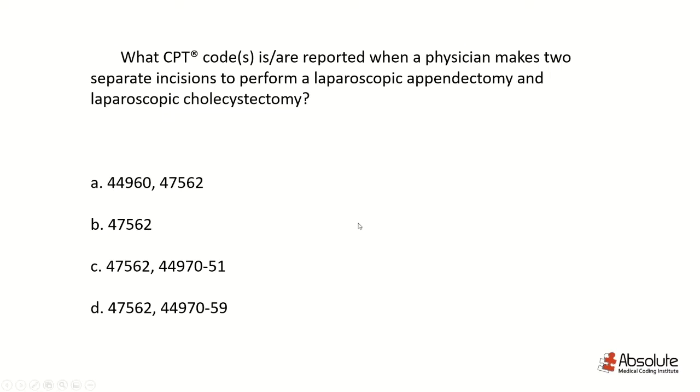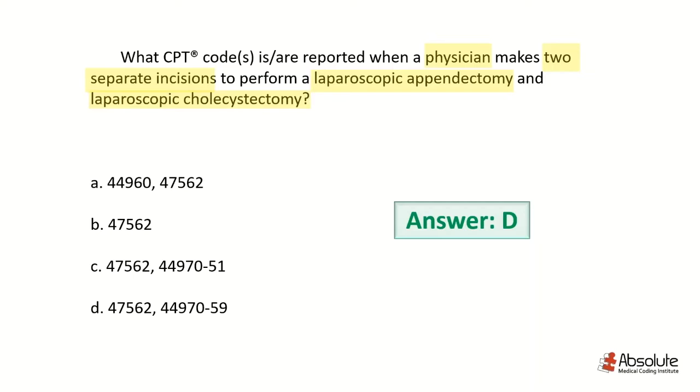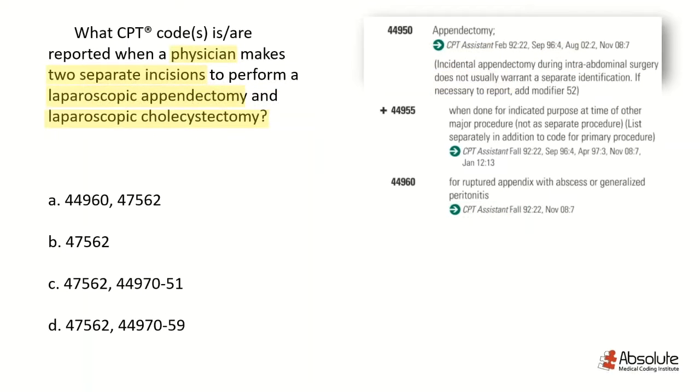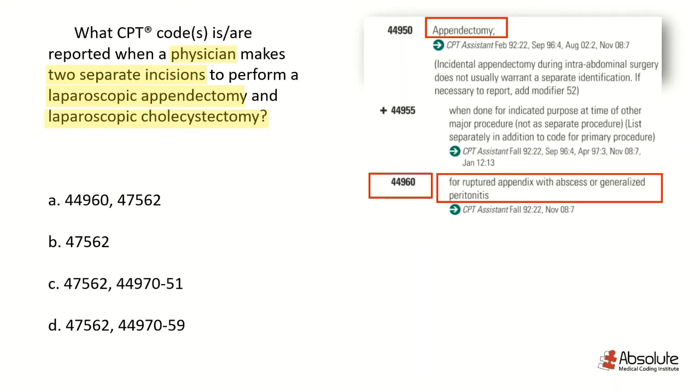All right. So here we go. We're going to get you there. If you weren't quite sure, I'm going to make sure that you are. All right. So the answer is D, and you guys were teetering between C and D. All right, so we have this physician. They've made two separate incisions to perform this laparoscopic appendectomy and a laparoscopic cholecystectomy. So we have the 44950, we have the appendectomy. All right, and this is wrong too because there was no rupture of an appendix.